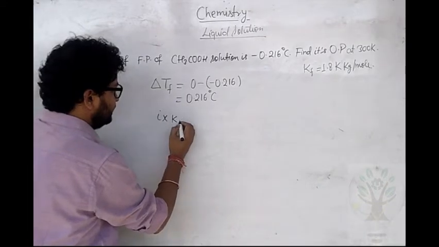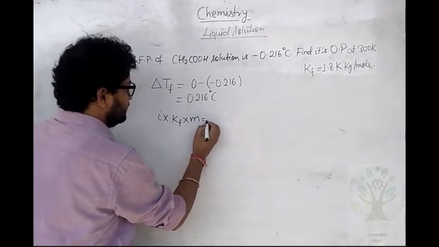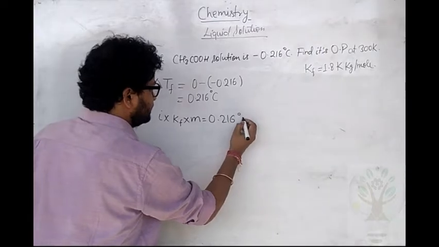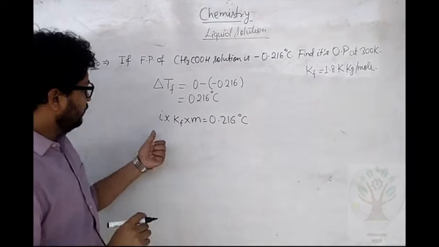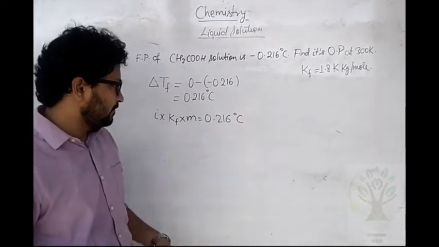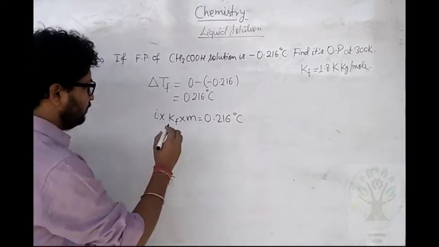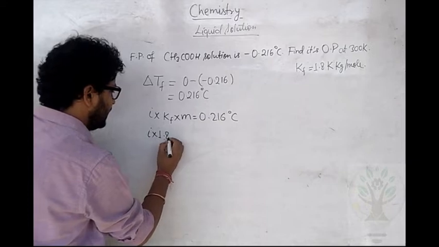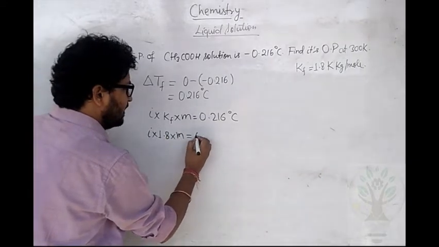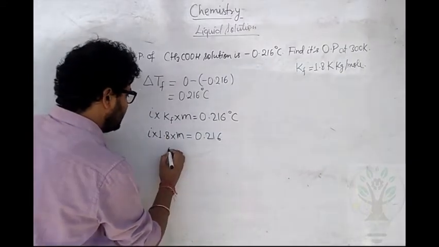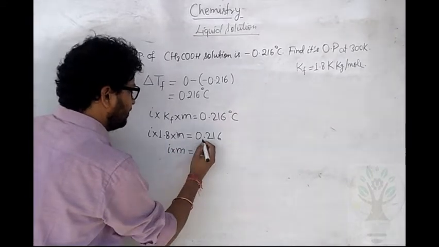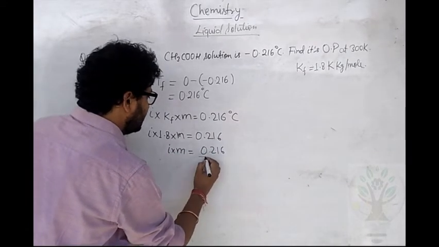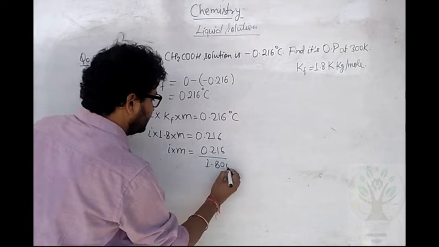Delta TF is i into KF into m. This is nothing but 0.216 degree Celsius. Now, I don't know about m, but about KF, I know. KF is given as 1.8. So i into 1.8 into m equals 0.216. From here, if I calculate i into m, I will get 0.216 divided by 1.8.